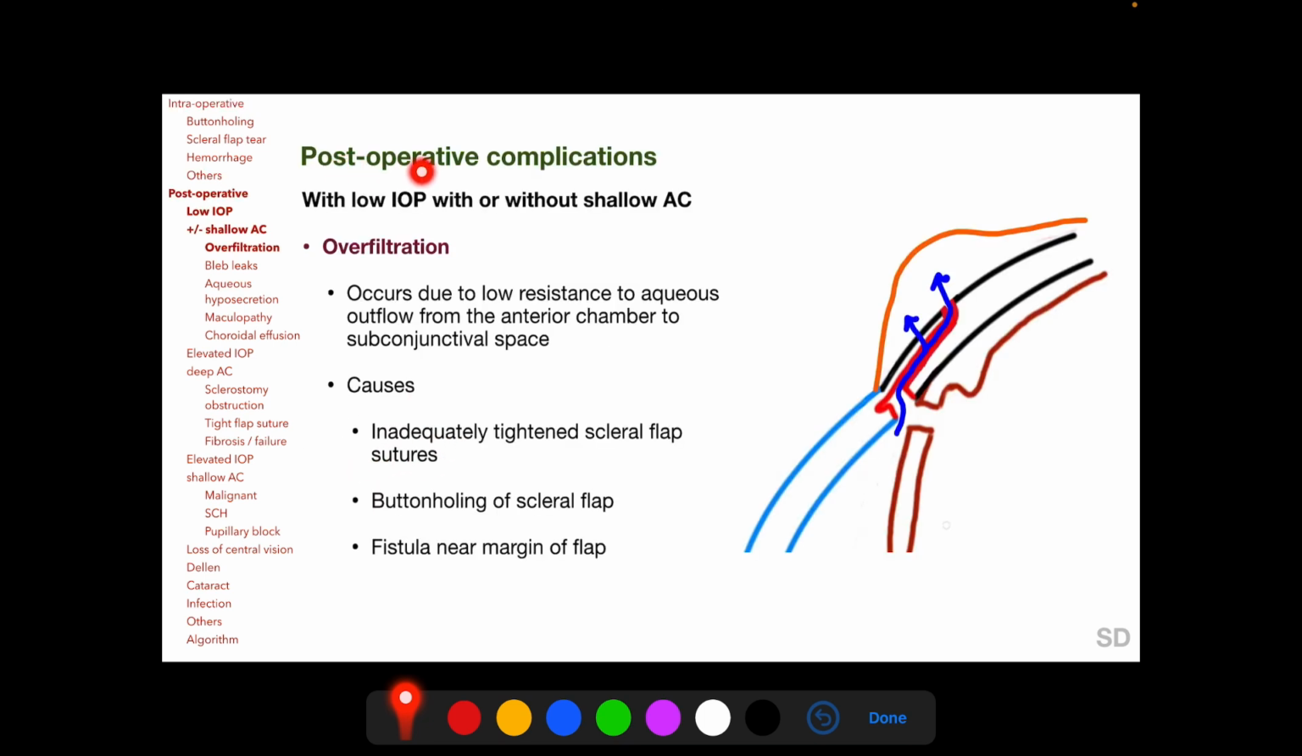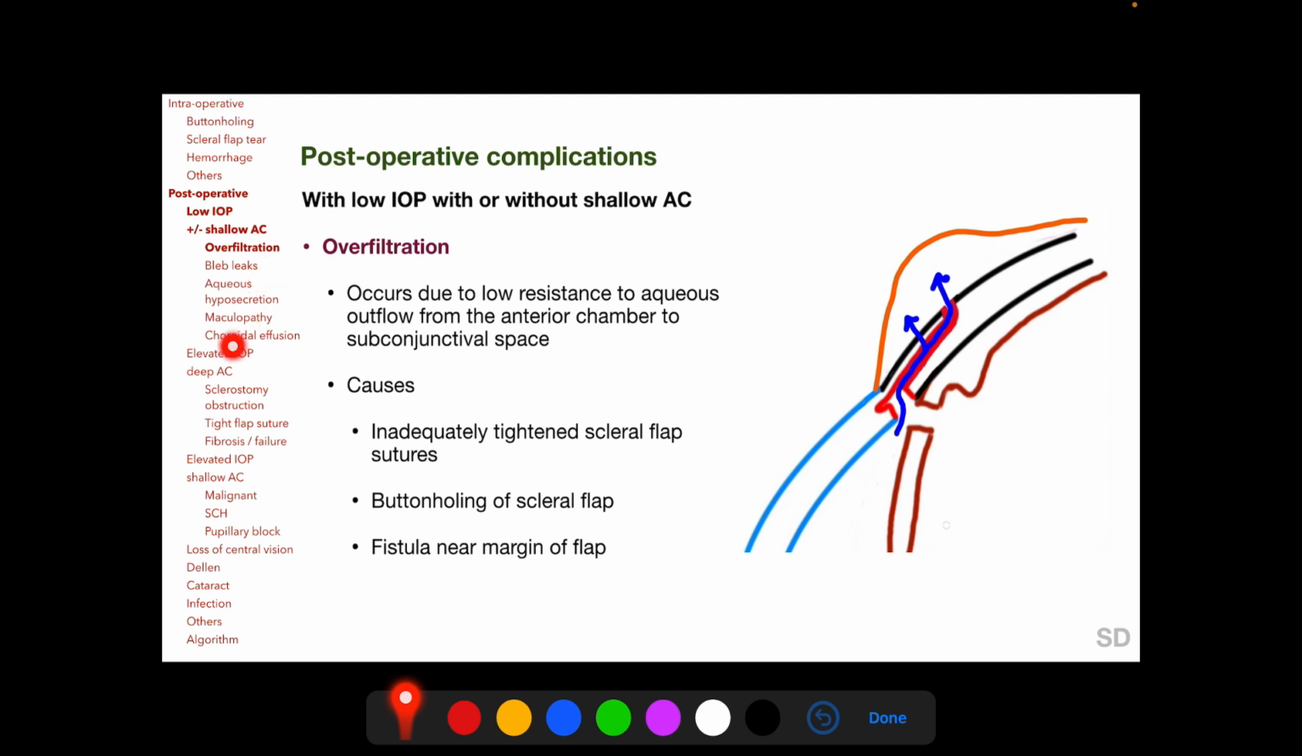We'll classify the post-operative complications into those presenting with low intraocular pressure with or without a shallow anterior chamber, those presenting with elevated intraocular pressure with a deep anterior chamber, those presenting with elevated intraocular pressure and a shallow anterior chamber, and those which have no particular characteristic IOP level or depth of the anterior chamber. Postoperative complications with low IOP with or without shallow anterior chamber include overfiltration, bleb leaks, and aqueous hyposecretion.